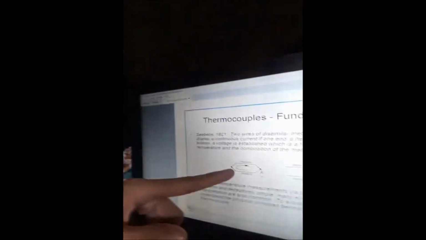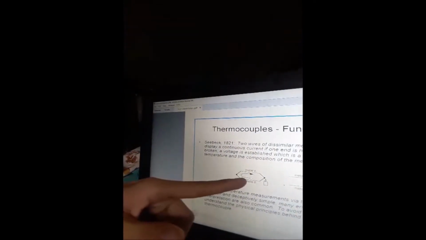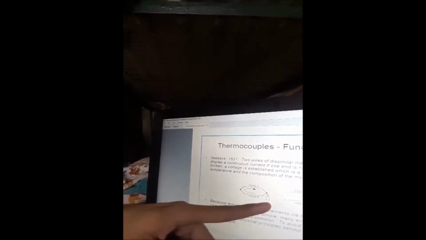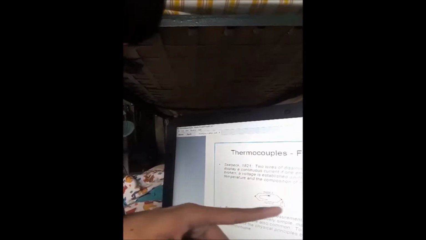So I'm gonna report about thermocouples and its principles. So basically, this is its fundamentals. Let me read to you. Thermocouples are two wires of dissimilar metals joined at both ends display a continuous current if one end is heated. If the circuit is broken, a voltage is established, which is a function of the junction temperature and the composition of the metals. So, as you can see in the drawing, there are two types of metals, and there is a candle or a source of heat that would distinguish the two dissimilar metals.